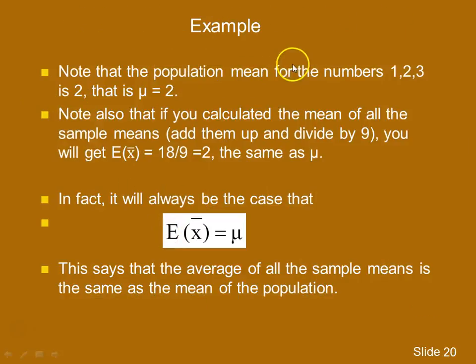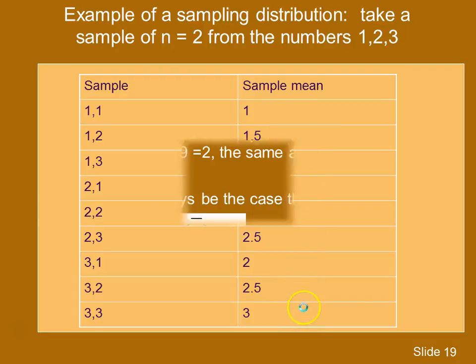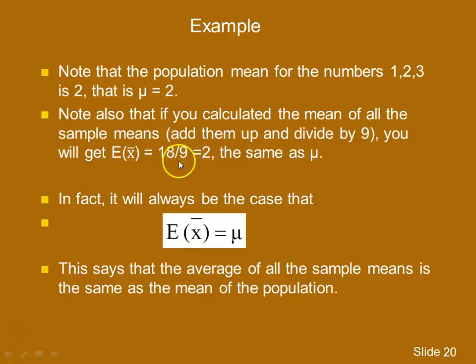Now, let's go back to the population for a moment. We had the numbers 1, 2, and 3 as our population. What would be the mean of those 3 numbers? Well, if you just average 1, 2, and 3, the population mean here would be 2. Notice something else. If you calculated the mean of all the sample means, which would mean we would add them up and divide by 9, so we have 9 sample means here. If you add those up, I bet they add up to 18. And if you take 18 divided by 9, you will get a mean of 2.